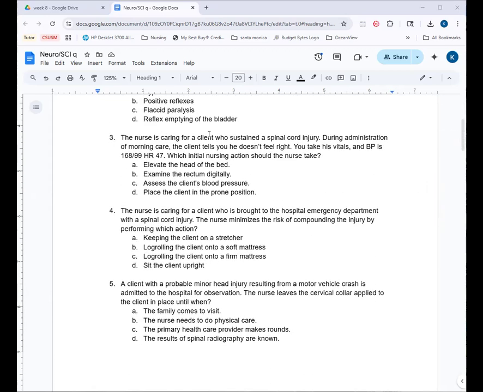Number three, nurse is caring for a client who sustained a spinal cord injury during administration of morning care. Client tells you he just doesn't feel right. You take his vitals and blood pressure is 168/99 with a heart rate of 47. Which initial nursing action should the nurse take?